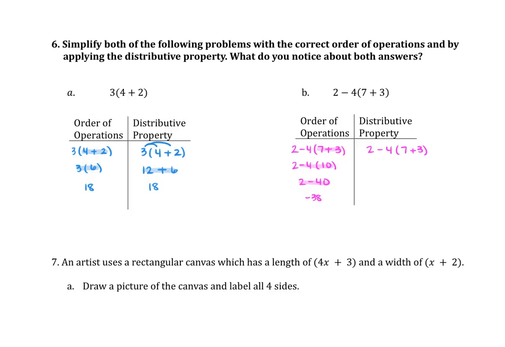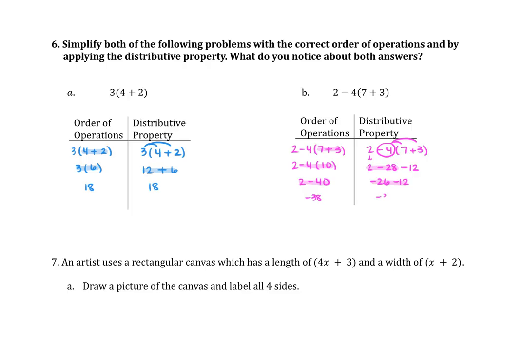So what I'm actually going to do is I'm going to drop the 2 down. I'm not going to do anything with it yet. I'm going to distribute the negative 4, so it means multiply the negative 4 by everything in the parentheses. So negative 4 times 7 gives me negative 28, and then negative 4 times 3 gives me negative 12. Then I'm going to do my subtraction in order from left to right. So I'm going to do 2 minus 28, which gives me negative 26. And then I'm going to do negative 26 minus 12.